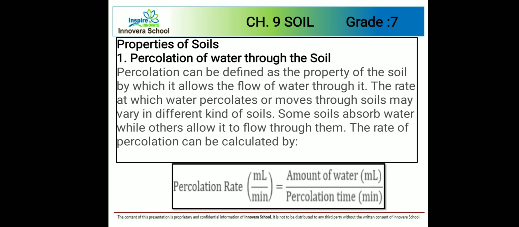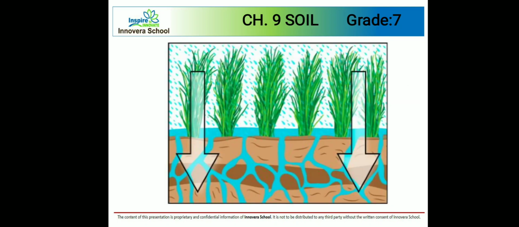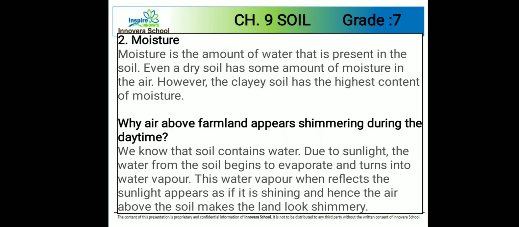The rate of percolation can be calculated as percolation in milliliter per minute is equal to the amount of water upon the percolation time. So here we can see in this figure regarding percolation. How does the water enter the roots and how can we calculate? Just now we had seen in the formula. Let us talk about the moisture.